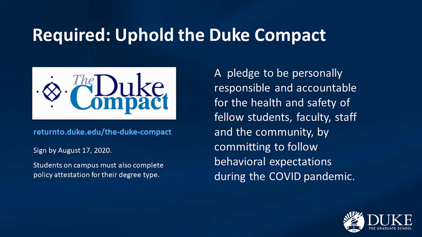You need to complete your confirmation of the pledge by August the 17th, 2020, online, consistent with the email you've already received. And please be aware that if you are going to be a student on campus at any time this semester, you also must complete a policy attestation that accompanies the Duke Compact that's appropriate for your degree type. So there's one for master's and professional students, a different one for PhD students. You need to sign that as well as the Duke Compact.